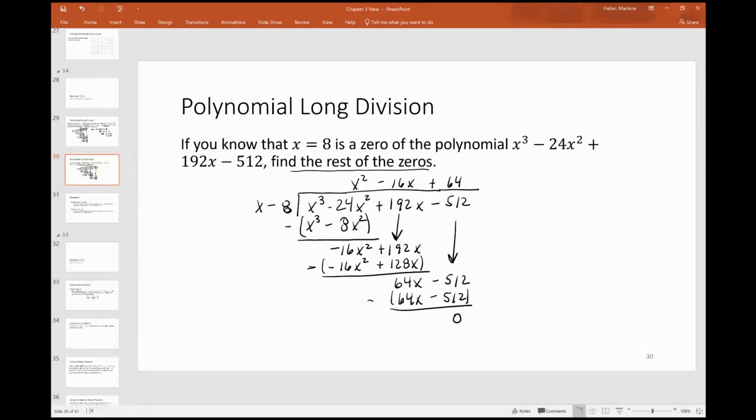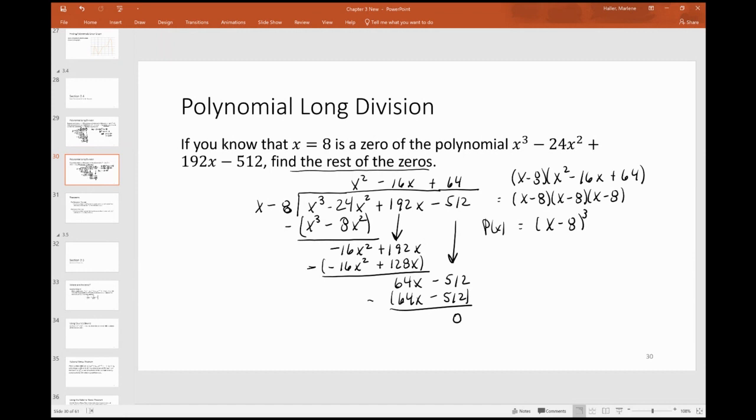Okay. So far, this is what we've got. We've got this partially factored: x minus 8 times x squared minus 16x plus 64. Can we keep on factoring with this? We're left with a quadratic. That's good. And yes, we can keep on factoring. Look at that, that looks like a perfect square trinomial. So this is going to factor into x minus 8 times x minus 8 times x minus 8, or x minus 8 cubed.